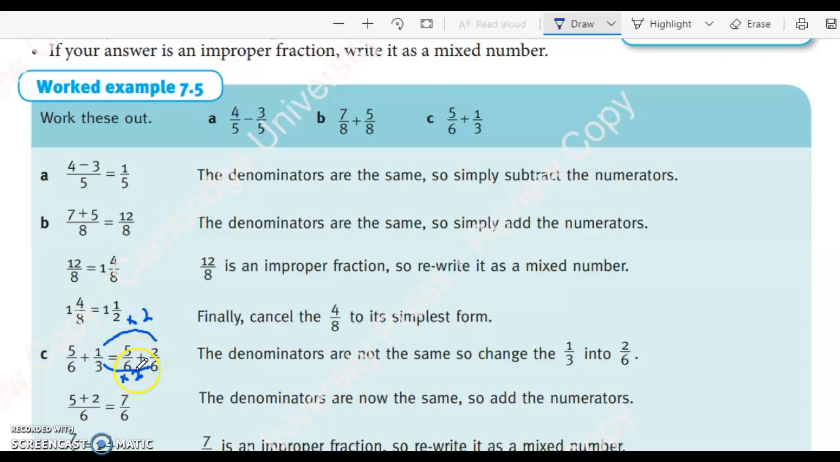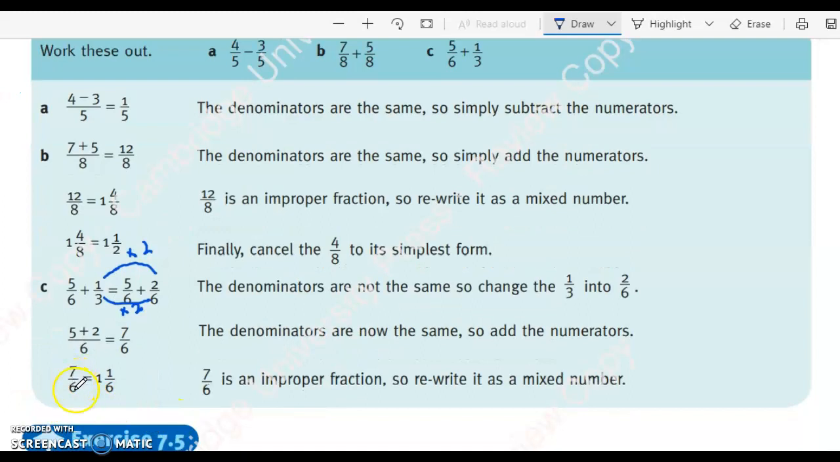So we have 5 out of 6 plus 2 out of 6. Because the denominators are already the same, we just add the numerators. So we have 5 plus 2 equals 7 out of 6. What do you think about 7 out of 6? Is it an improper or a proper fraction? Yes, it's an improper fraction, so we can make it into a mixed number. 7 divided by 6 is 1, so we have 1 left. 1 out of 6. So 5 out of 6 plus 1 out of 3 equals 1, 1 out of 6.